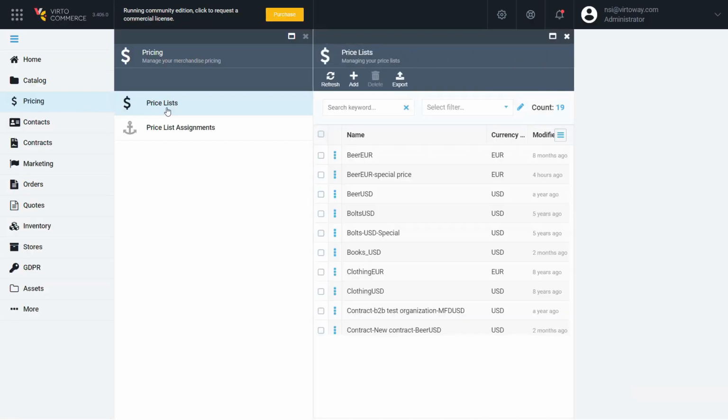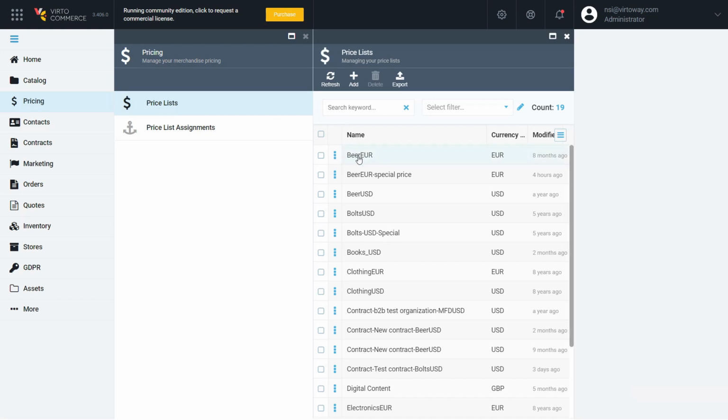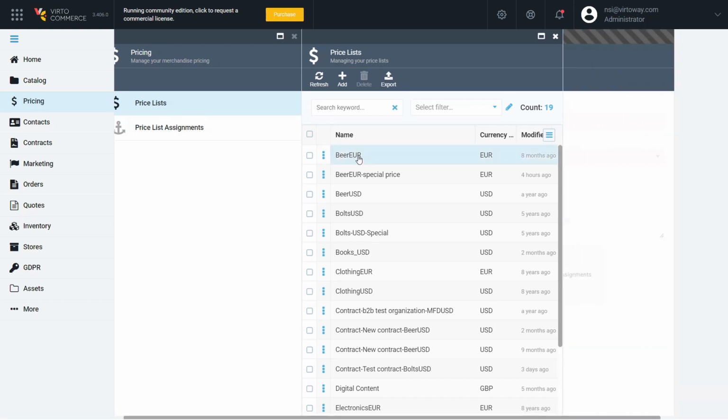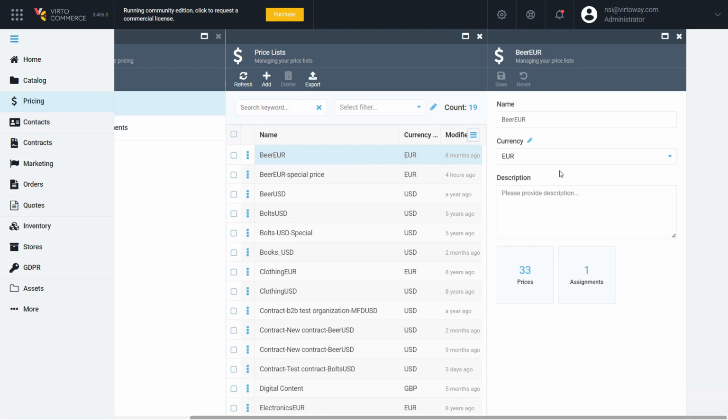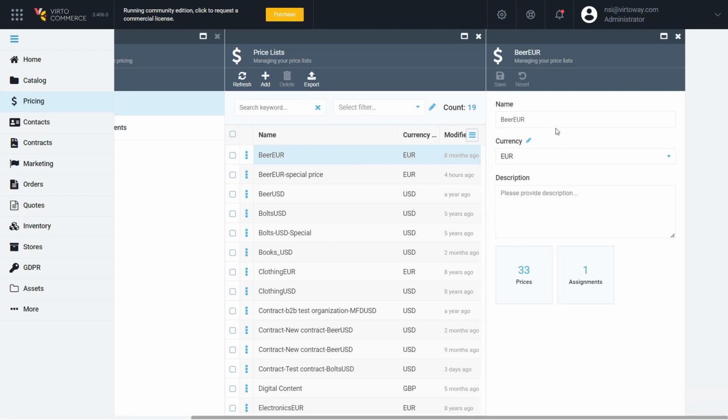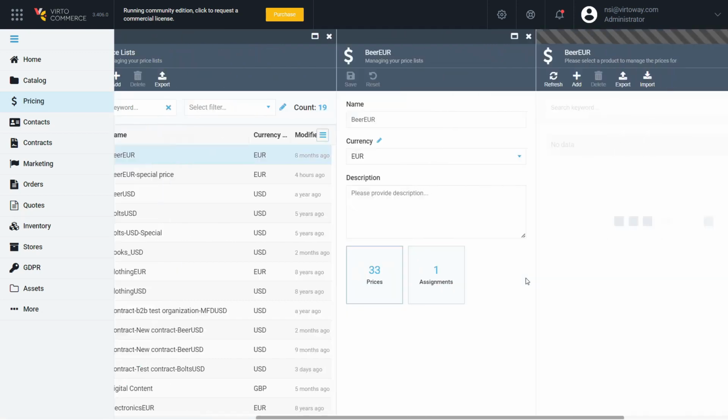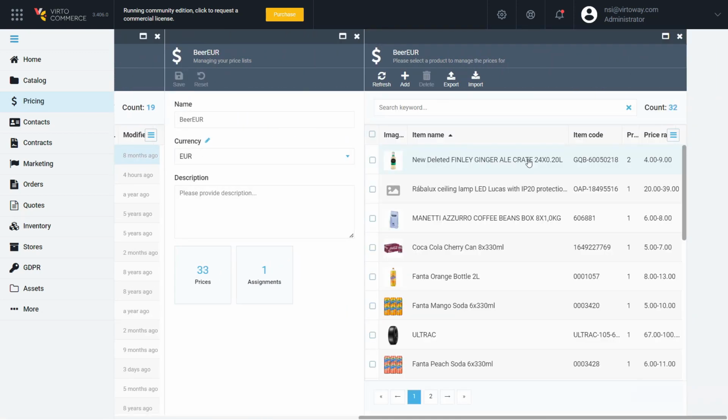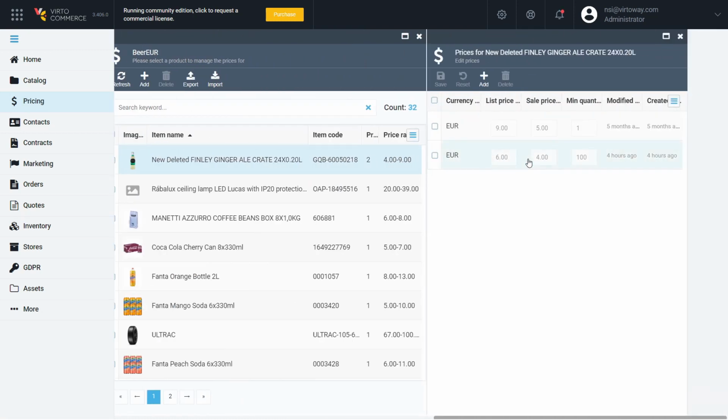Virto Commerce offers a highly flexible and robust B2B pricing engine that solves the challenges faced by B2B companies. Tiered and contract pricing can be easily implemented or synchronized with any currency. Each price list contains product and linked prices. It is possible to assign different prices to varying quantities of products.